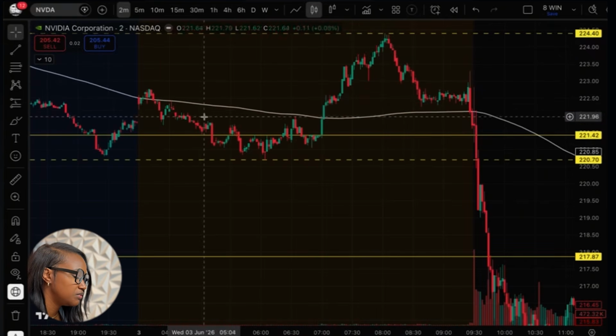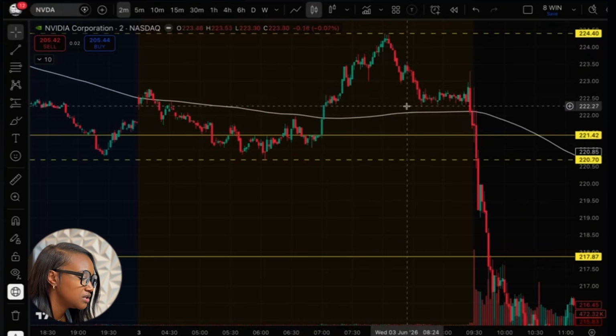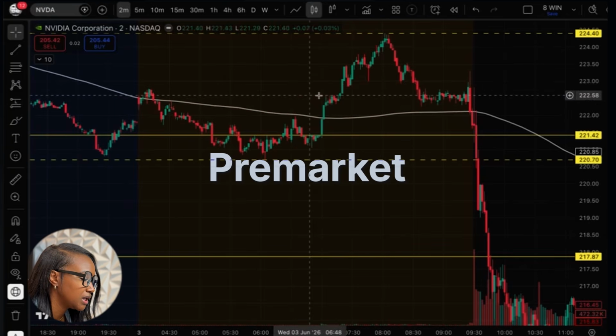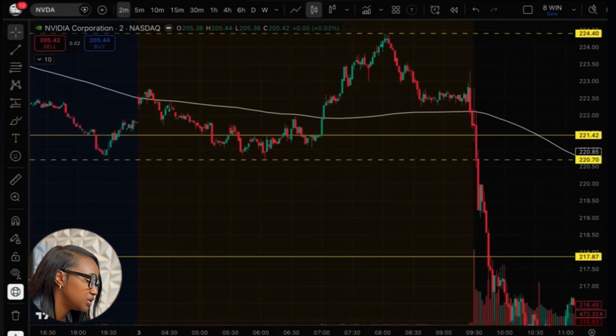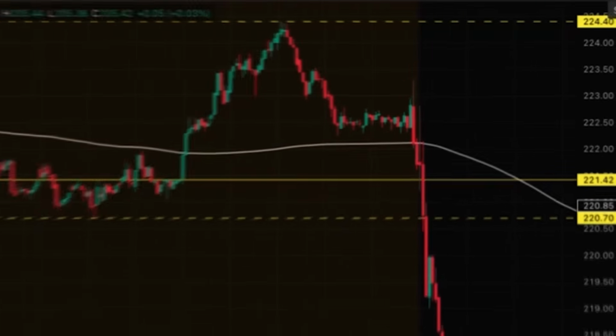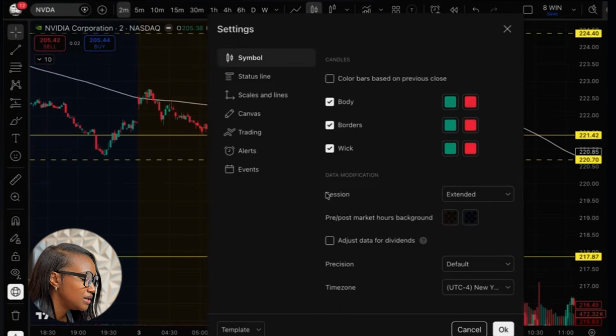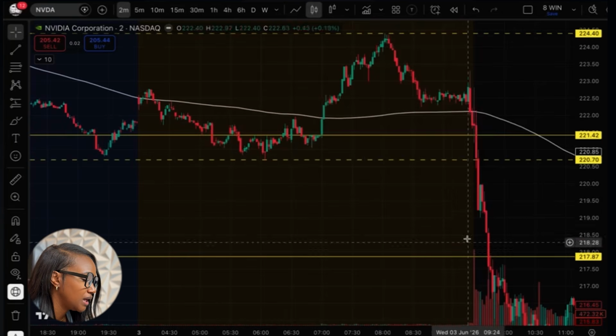Price action is going to be broken up in three different divisions. We have pre-market, we have intraday, and we have post-market. If you don't have it broken up on your chart, it's a simple fix. You simply go to the little gear stick setting here, and you want to go to the data modification, and you want your session to have extended, not regular. All you have to do is hit the drop down box and switch it, and then hit OK, and then you'll be able to have the different time frames here.